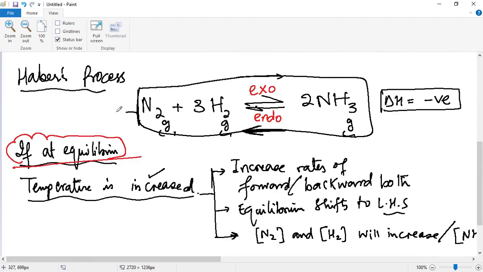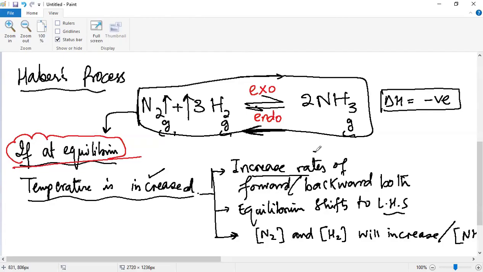So let's say this reaction was at equilibrium and I increase the temperature. The rate of forward reaction would increase, backward would increase, and the equilibrium would shift to the left side because the left-hand side is endothermic. Because more reactants are formed, the concentration of reactants would increase and product will decrease. So depending on the question, you would respond accordingly.